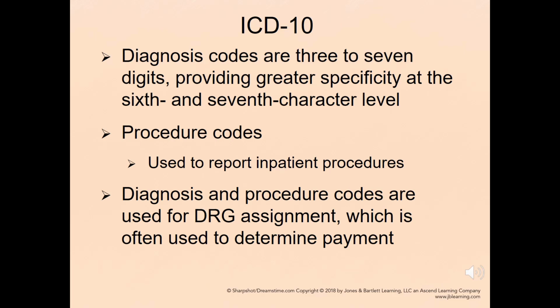The ICD-10 codes are diagnosis codes, and they are comprised of 3 to 7 digits, which provide greater specificity at the 6th and 7th character level. Procedure codes are used to report inpatient procedures. So diagnosis and procedure codes are used for DRG, Diagnosis Related Group Assignment, which is often used to determine payment.